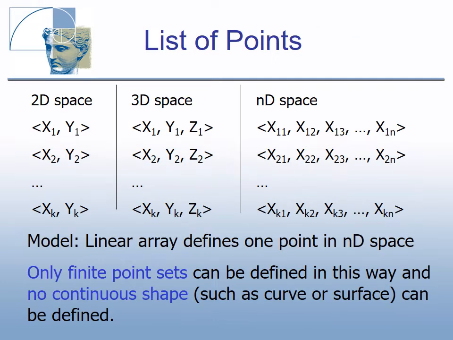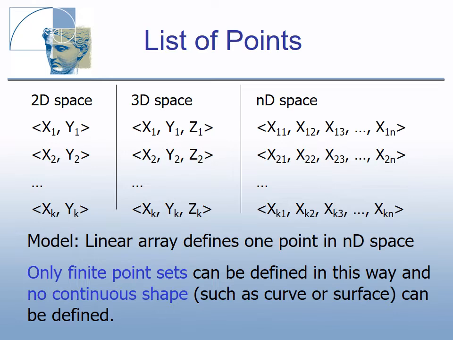The simplest way is to make a list of all elements of the point set by providing their coordinates. A linear array defines one point in n-dimensional space. For example, on the left, the list of two-dimensional points by their coordinates. In the middle, three-dimensional points. On the right, n-dimensional points. It is obvious that only finite point sets can be defined in this way, and no continuous shape, such as curve or surface, can be defined.